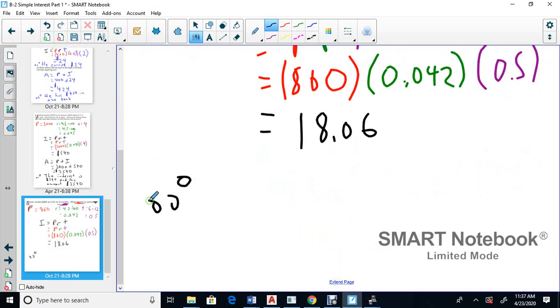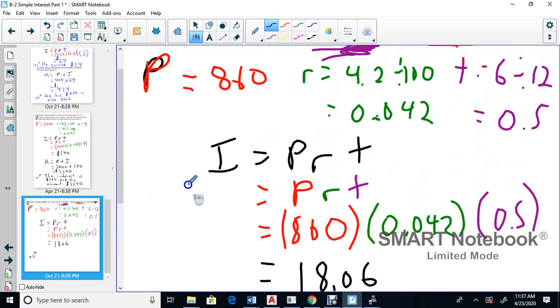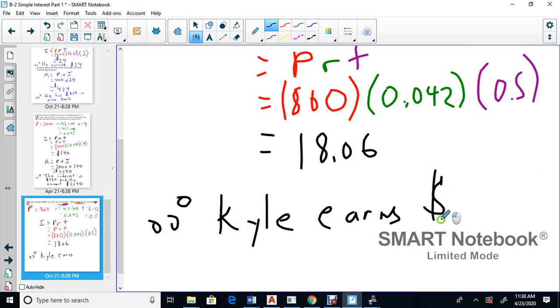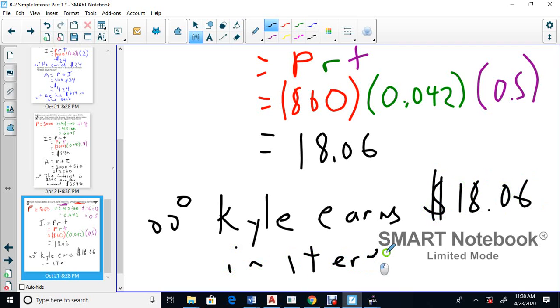Therefore, maybe we'll use the person's name this time. Let's put their name, Kyle. It's nice and short. Therefore, Kyle earns $18.06 in interest. Now the amount, you don't have to find it, but the amount, you'd add the $18.06 to what he invested at the start.